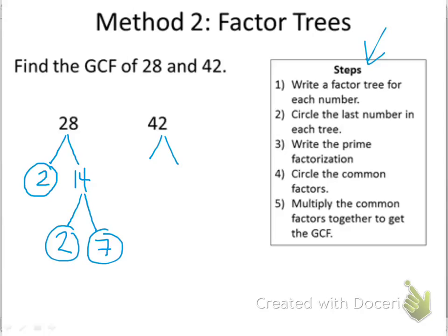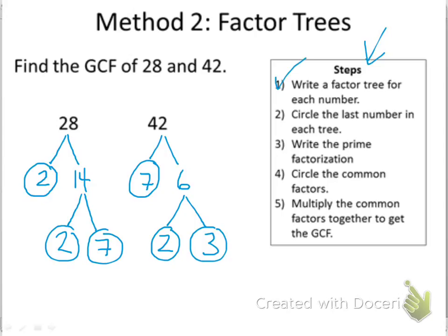When I think of 42, I think it's divisible by 7 and 6. Now 7 is a prime number, so I circle it, and that leg is dead. But 6 isn't prime. 6 can be multiplied by 2 and 3. And I'm going to circle both 2 and 3 because they're both prime numbers. So we've made a factor tree for each one, and we've circled the last number in each factor tree.